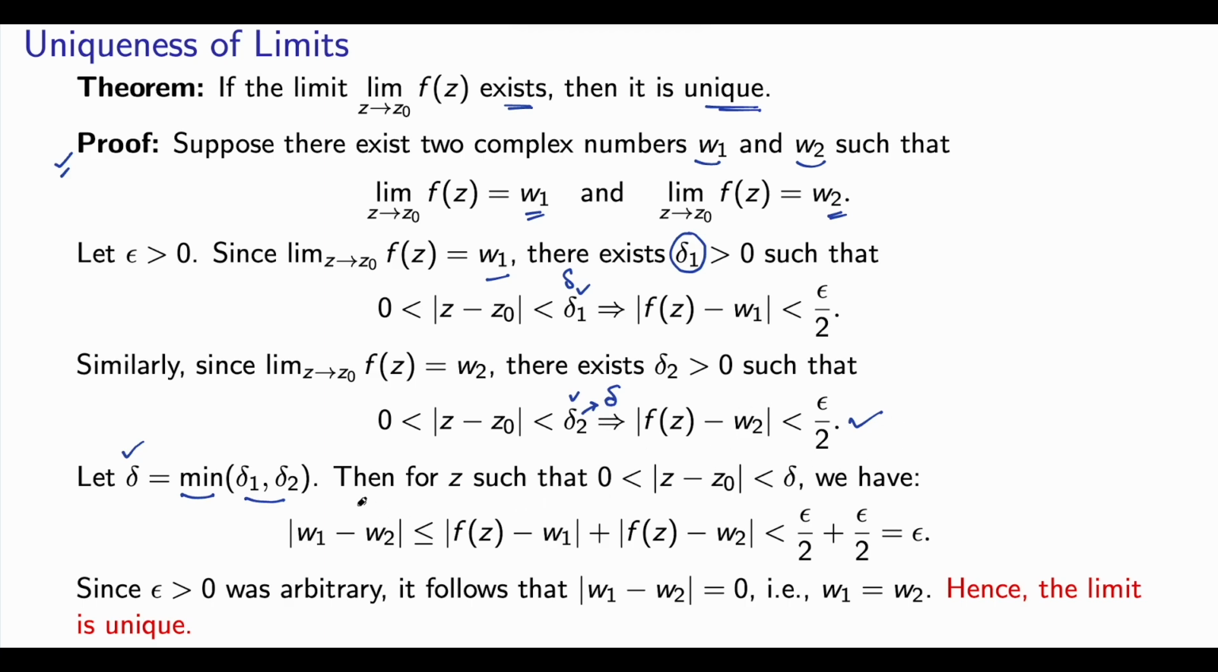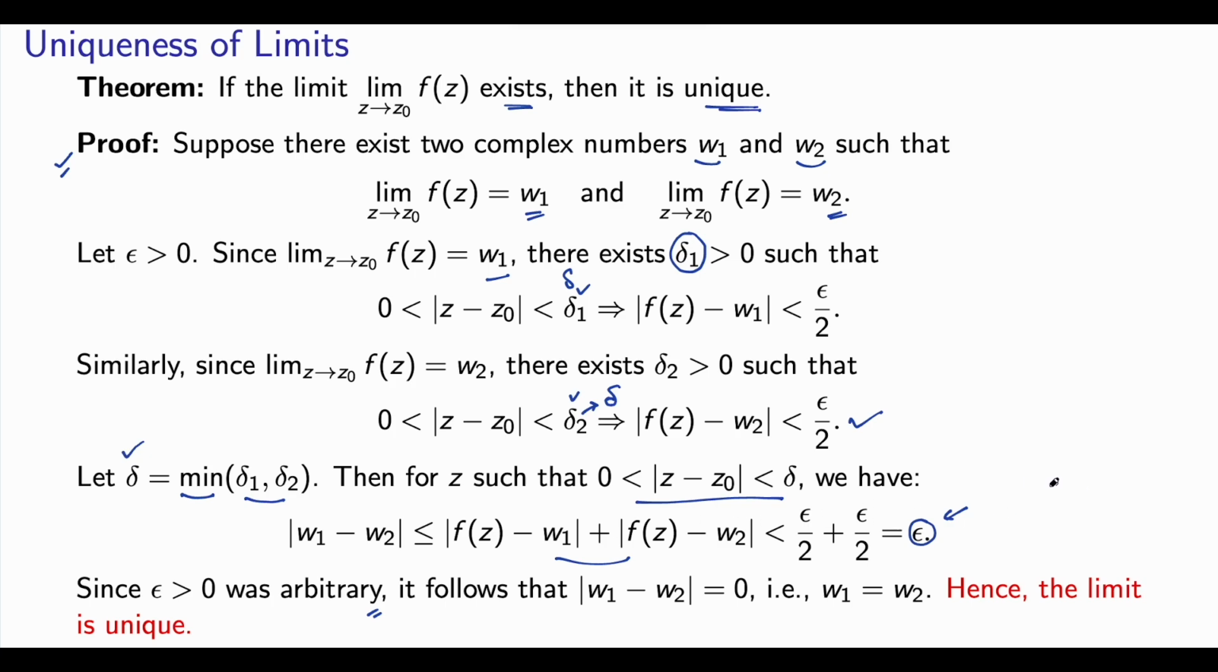Then for any z such that this condition holds for delta, we can write w1 minus w2, which is equal to, I'm going to add f(z) and subtract f(z), and then using the triangle inequality, we can write it in two parts, which is nothing but epsilon. It means that since epsilon greater than 0 is arbitrary, it follows that w1 minus w2 is equal to 0. Because this will work for every epsilon, the right hand side will work for every epsilon. So what will be the possible modulus value? The possible modulus value is 0.